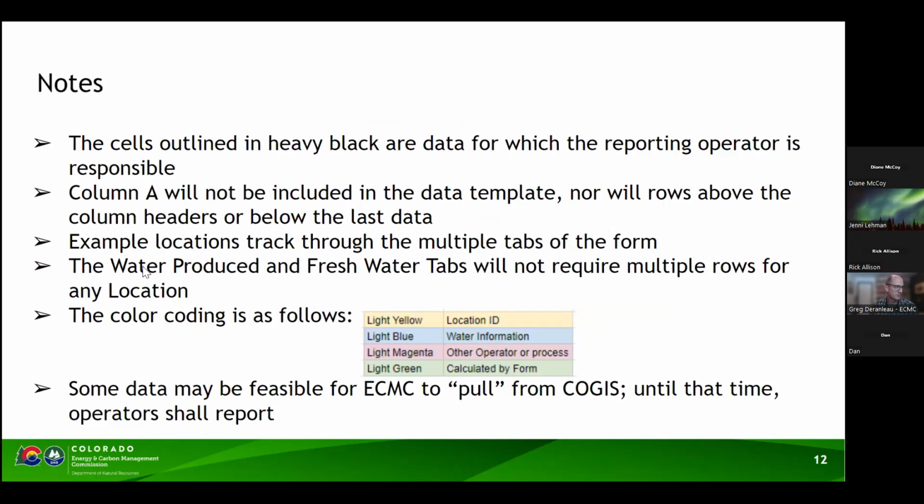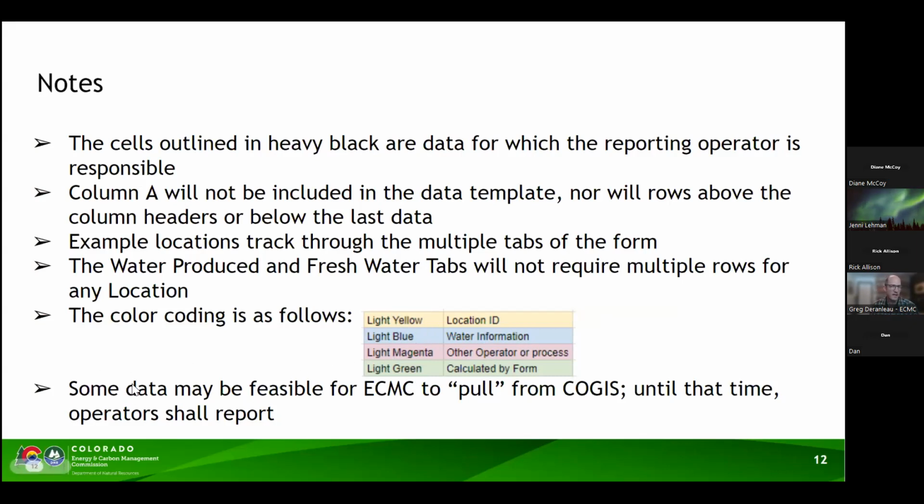As I mentioned, the first 2 tabs will not require multiple rows for any location. There'll be a single row for each location reported. Explaining the color coding, I mentioned the light yellow, light blue, and light green. Light magenta is for a couple of columns that are a little bit different, so I highlighted them differently.